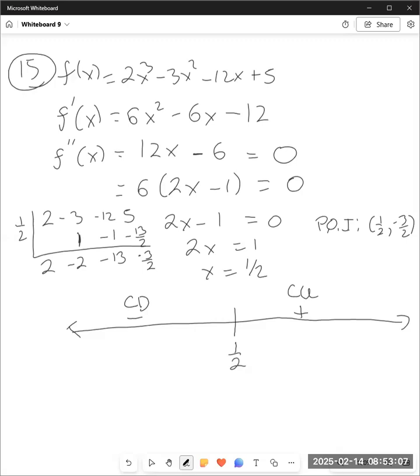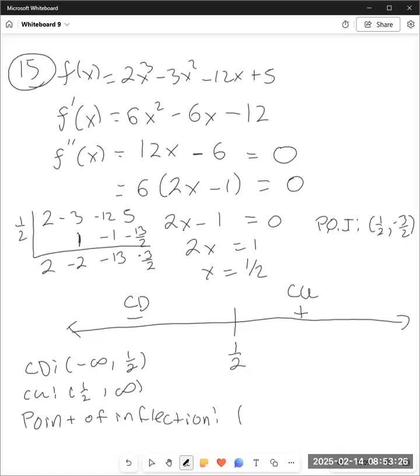So we have our summary here: concave down from -infinity to 1/2, concave up from 1/2 to infinity, and we have a point of inflection at 1/2, -3 halves. Go ahead and look at number 19 to wrap up this section.